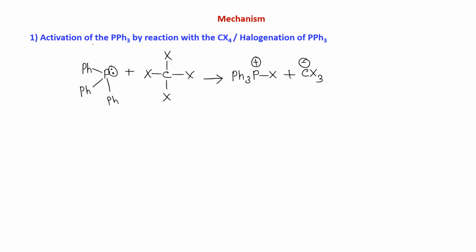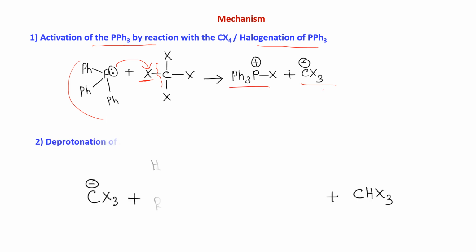The first step is activation of this PPh3 by reaction with CX4. And you can also call this step halogenation of PPh3. So here this phosphorus is attacking this halogen, and the carbon-halogen bond will be broken, and there will be negative charge generation over this carbon. Now remember here phosphorus is not going to attack the carbon. It will attack here, because look at the size, and also attacking at this carbon is difficult. It is comparatively easy if it attacks at the halogen. So a P-X bond will be formed and there will be positive charge over phosphorus. So these two are the compounds we are getting here.